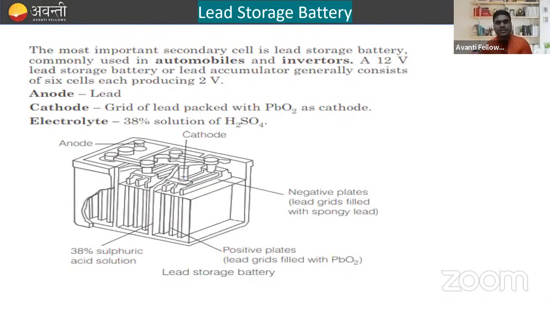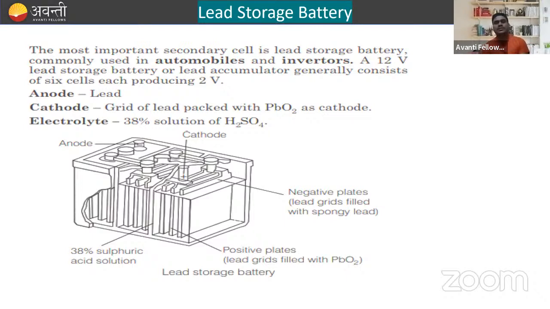Let's see. The lead storage battery is the most important secondary cell, commonly used in automobiles and inverters. Basically, a 12-volt lead storage battery, or lead accumulator, generally consists of six cells, each producing 2 volts. The anode is made up of lead, and the cathode is a grid of lead packed with PbO2.